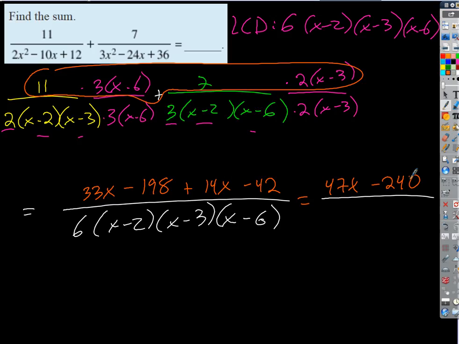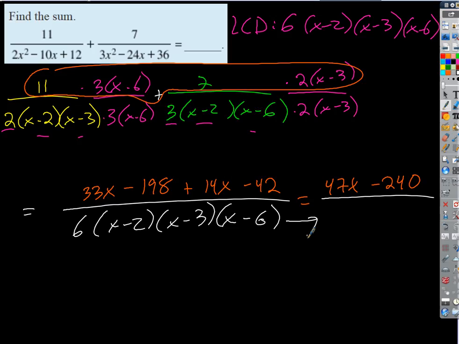Okay, that obviously doesn't factor. We can't take anything out, right? So we're done. And the bottom is just that stuff, right? Okay, those are the hardest problems. I think the adding and subtracting ones are probably the hardest ones on the assignment, okay?